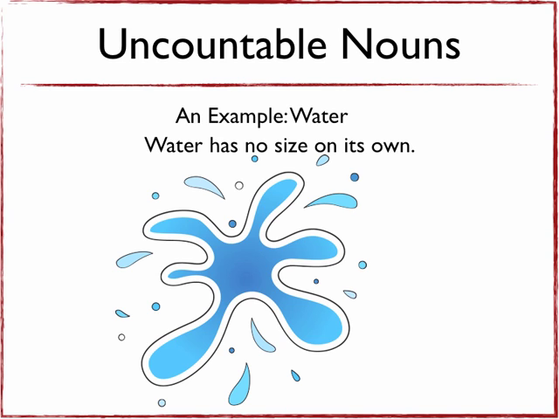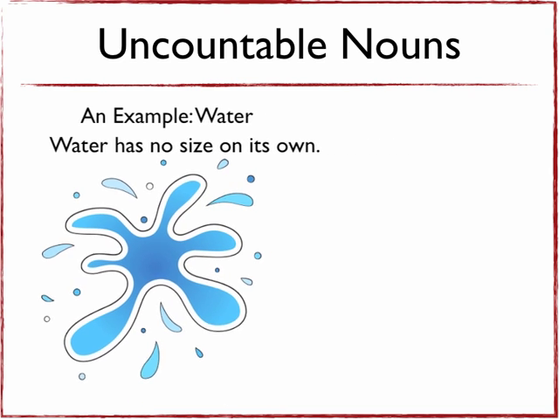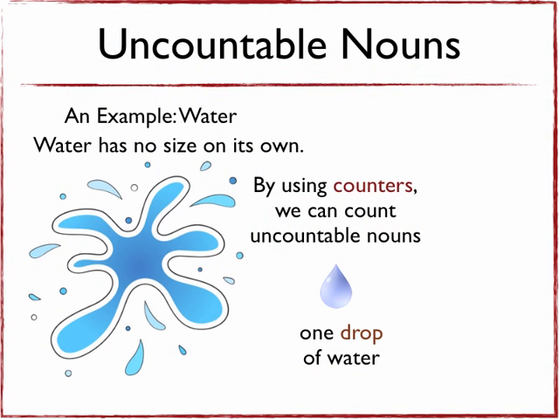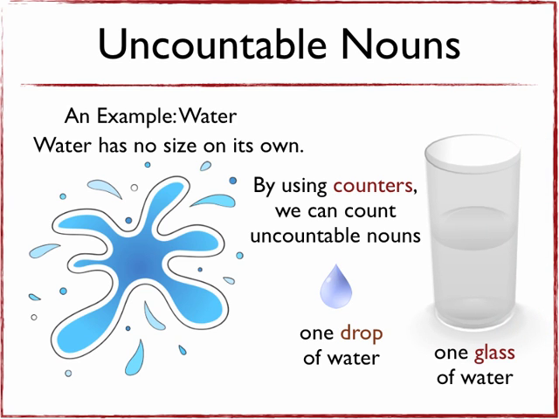Let's look at water as an example. The reason water is uncountable is because water has no size of its own. To make water countable, we use counters. For example, 1 drop of water or 1 glass of water. By using a container of a fixed size, we can count uncountable things.